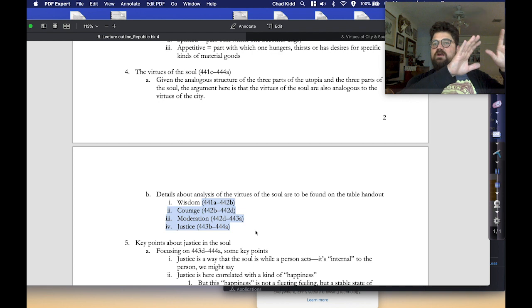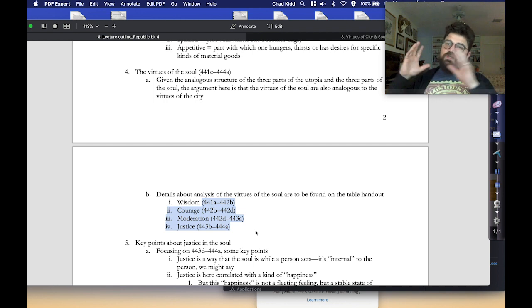So in the city, remember, the city is wise when the rulers make good decisions that the other parts of the city follow. So also, wisdom in the soul will be whenever the rational part of the soul makes good decisions that the other parts of the soul follow.